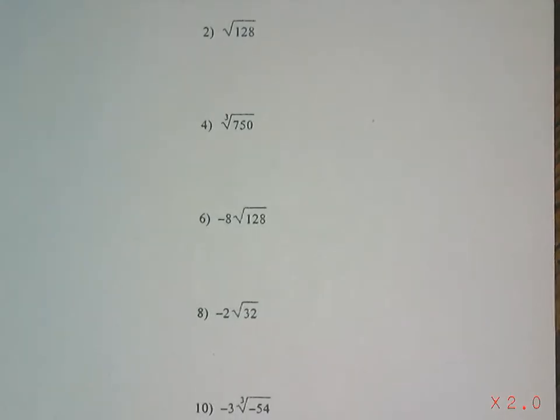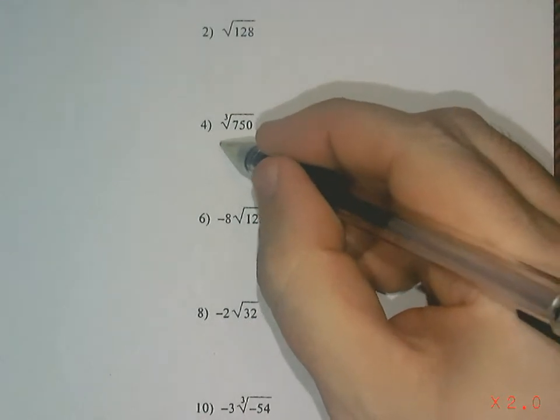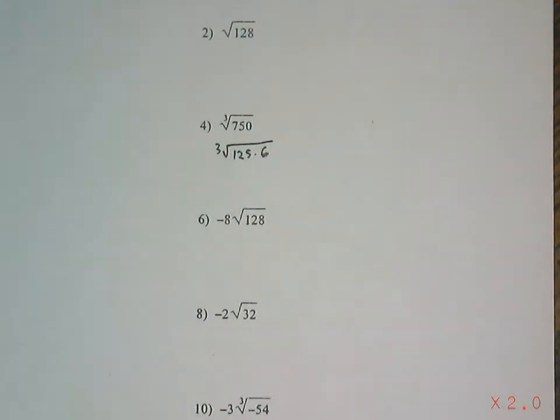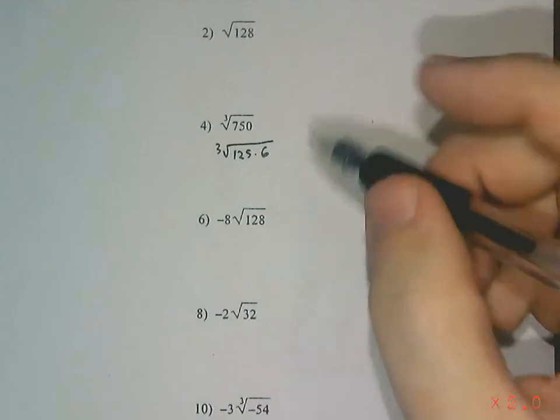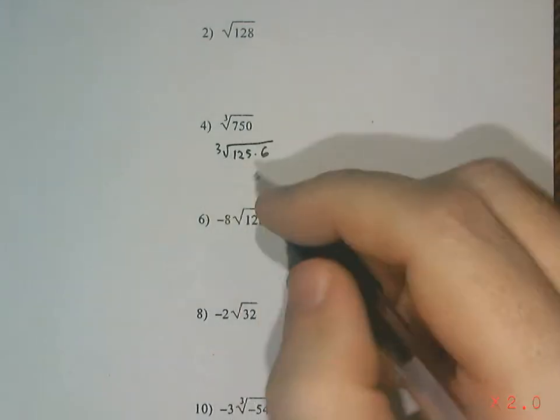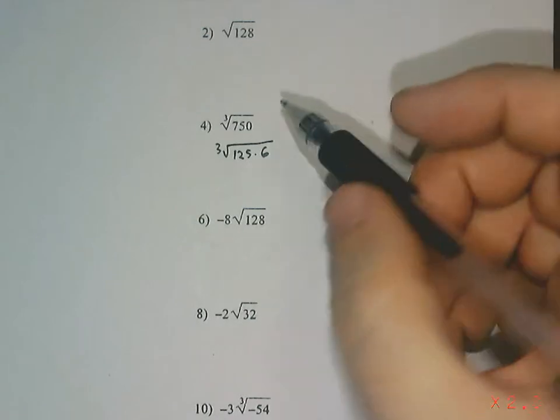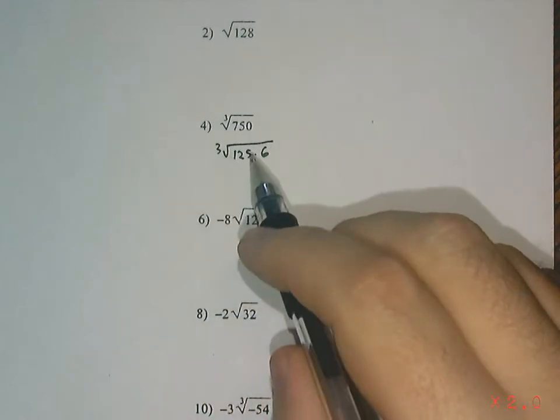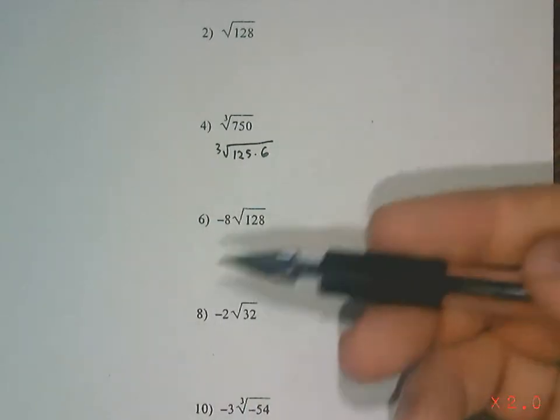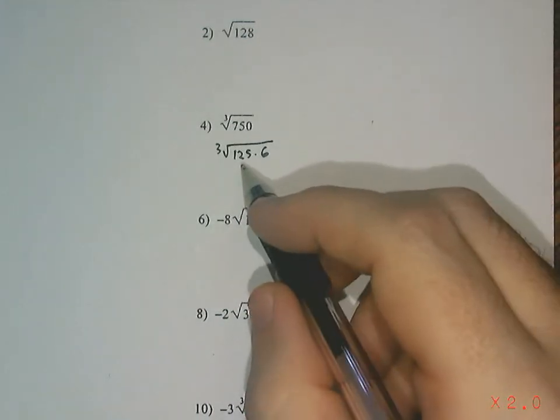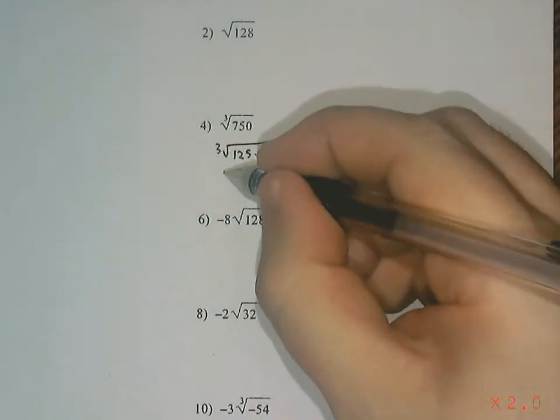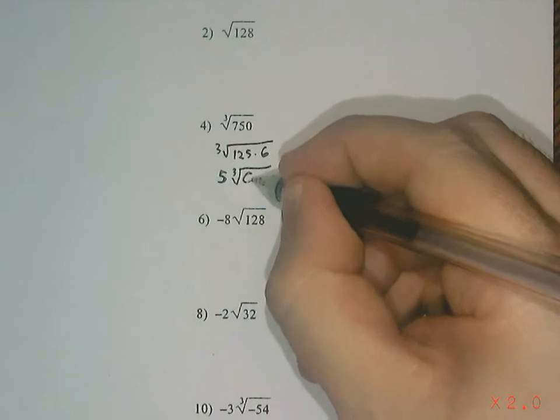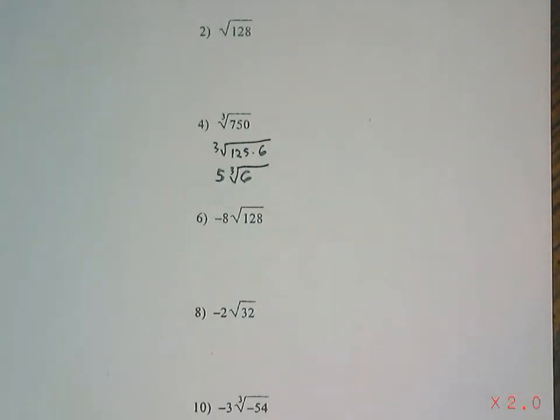Okay, let's do this. 125 times 6. Cube root of 125 times 6. So there's going to be a lot of trial and error here as you try to break this down. If you took 750 and you just kept dividing by increasingly bigger numbers, eventually you'll come to one that has a nice, easy cube root, which 125 is. It's a cube root of 5, right? So if I take out the cube root of 125, I would have 5 times the cube root of 6. And that's that in radical form.